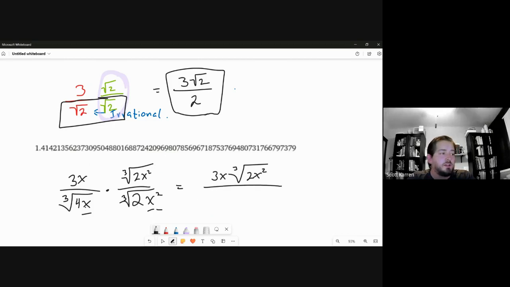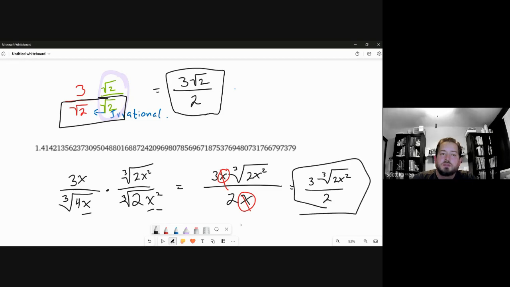But in the denominator, now I have 4 times 2, which is 8, but the cube root of 8 is 2. And I have x times x squared under a cube root. That's the cube root of x cubed. That is x. And I can simplify because I have an x as a factor in the numerator and an x as a factor in the denominator. Simplify that, and my final answer is then 3 times the cube root of 2x squared over 2. And done.